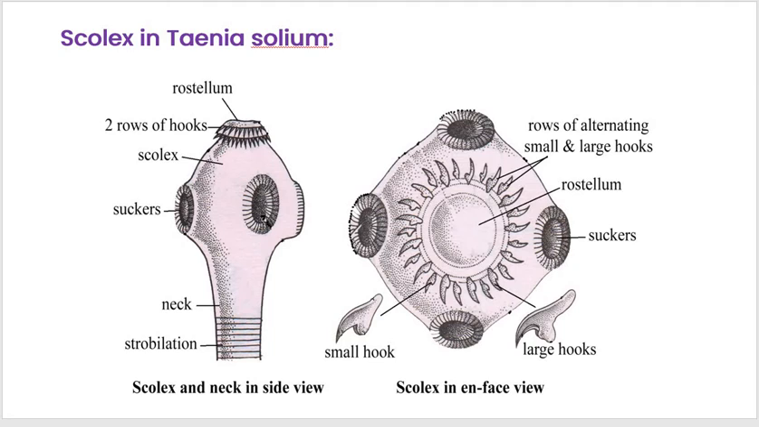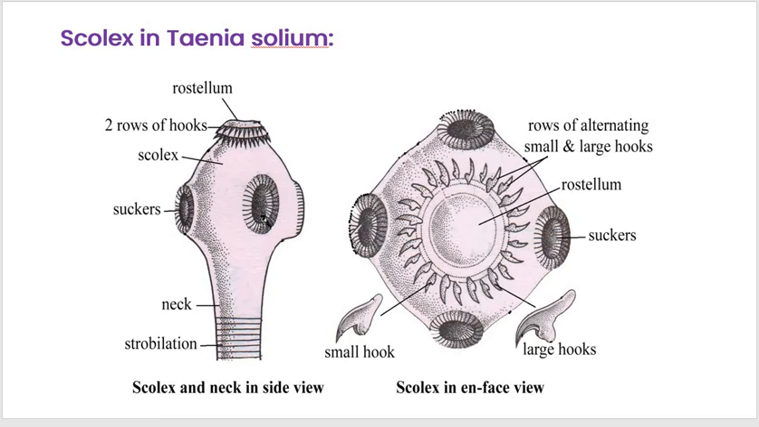Suckers are devoid of hooks. With the help of 2 rows of hooks and suckers, the scolex remains firmly attached to the intestinal mucosa. Here is the head region, or the scolex, which bears what? Rostrum. The rostrum is surrounded by 2 rows of hooks. Then the suckers, which are nothing but the acetabulum.